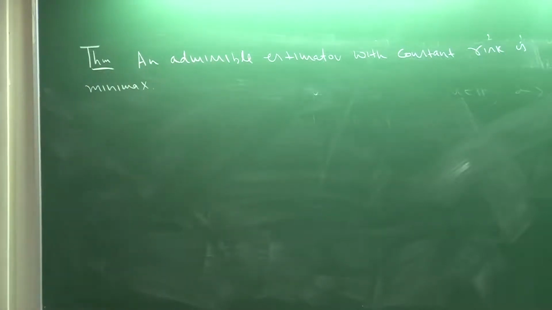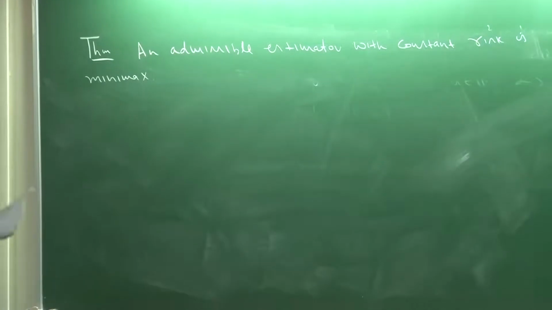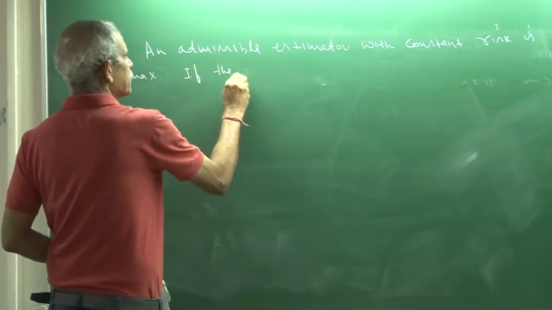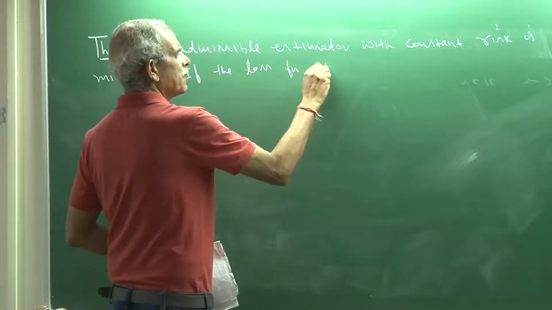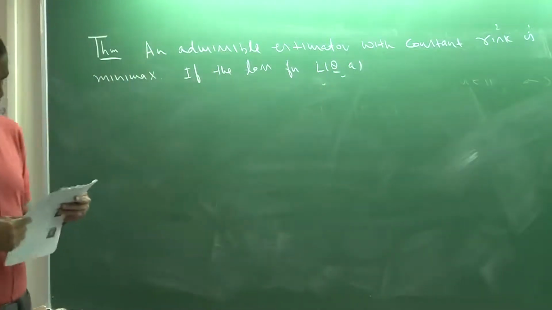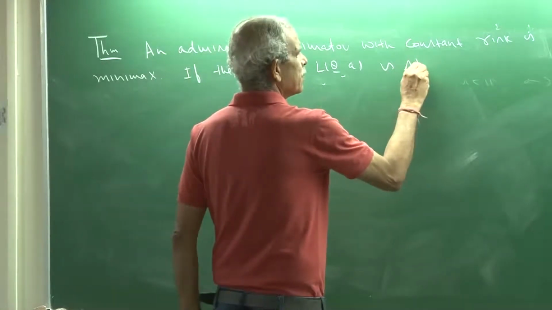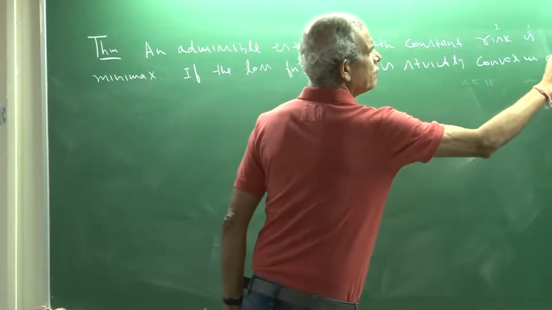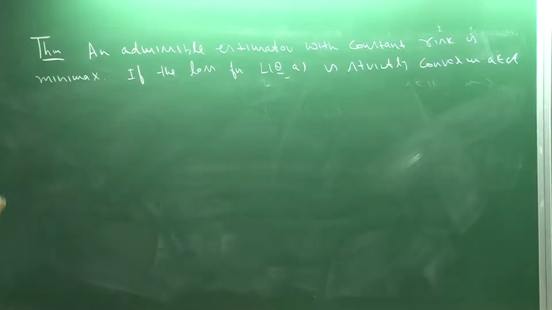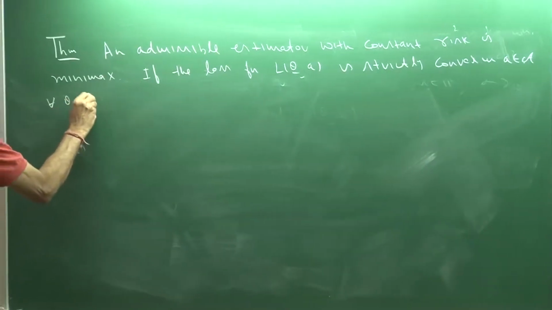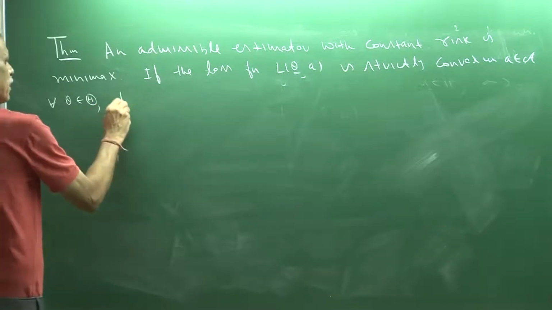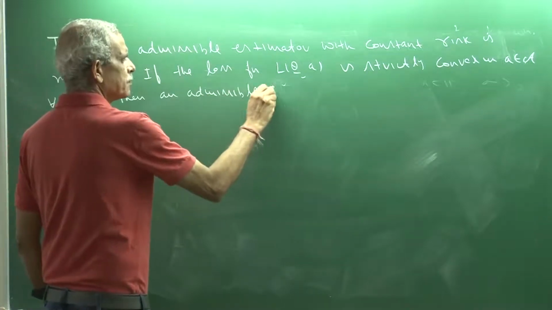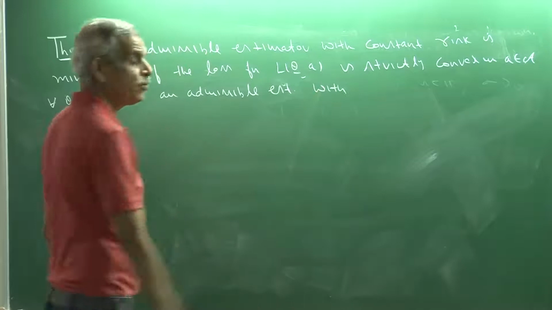Now, if your loss function is strictly convex, then an admissible estimator with constant risk is the unique minimax. If the loss function is strictly convex in A for every theta belonging to theta, then an admissible estimator with constant risk is the unique minimax.